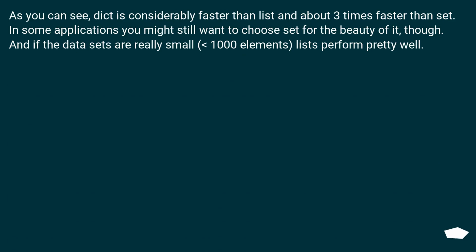As you can see, dict is considerably faster than list and about 3 times faster than set. In some applications you might still want to choose set for the beauty of it, though. And if the datasets are really small, 1000 elements, lists perform pretty well.